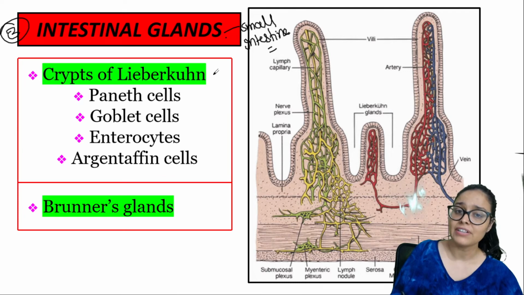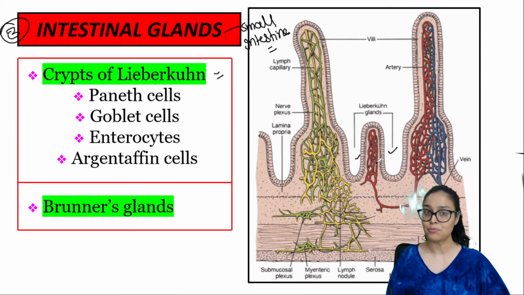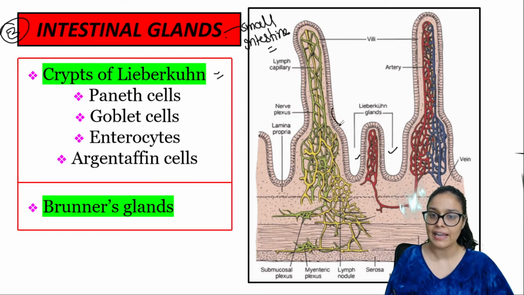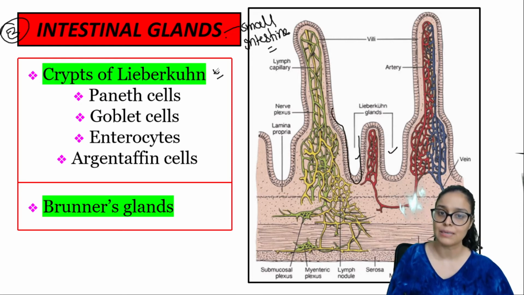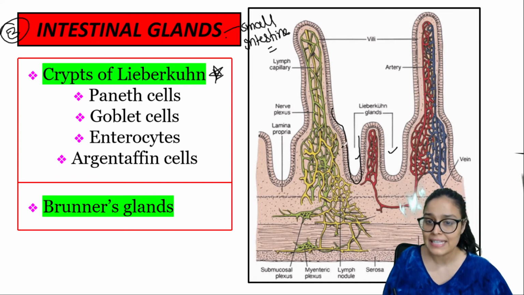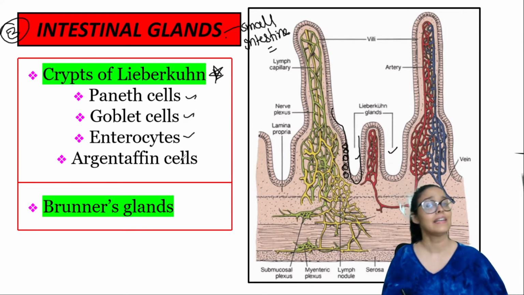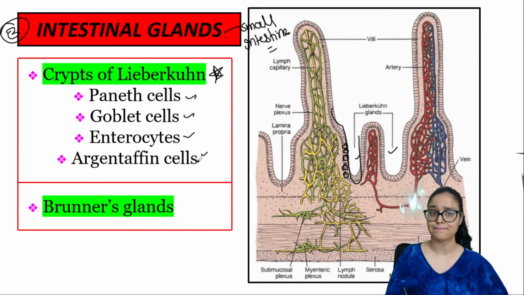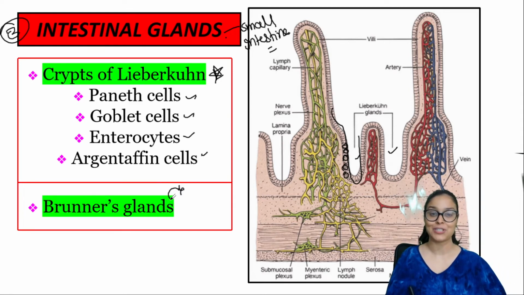So there are two structures. One is the crypt, as I have told you. What is the crypt of Lieberkuhn? This is the villi, and the base of the villi has some grooves, and these grooves are the crypts of Lieberkuhn. So these crypts of Lieberkuhn have certain cells, and these cells help in secreting intestinal juices. That we will see. And Brunner's gland, I have told you the exception about it.